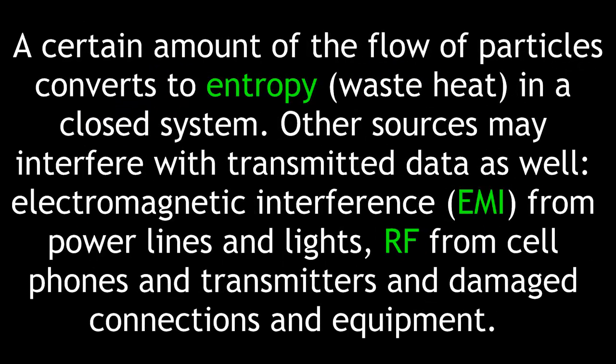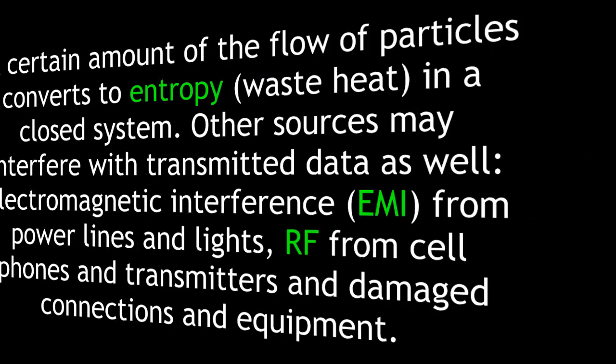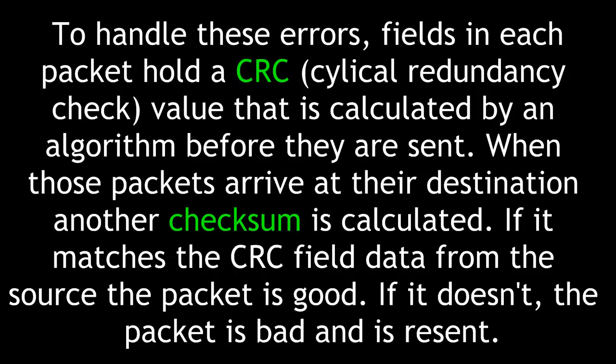A certain amount of the flow of particles converts to entropy or waste heat in a closed system. Other sources may interfere with transmitted data as well, such as electromagnetic interference or EMI from power lines and lights, RF from cell phones and transmitters, and damaged connections and equipment. To handle these errors, fields in each packet hold a CRC, or cyclical redundancy check value, that is calculated by an algorithm before they are sent. When these packets arrive at their destination, another checksum is calculated. If it matches the CRC field data from the source, the packet is good. If it doesn't, the packet is bad and is resent. This is just one of the ways the field data is used in each packet or datagram, and we can configure iptables to make use of this.